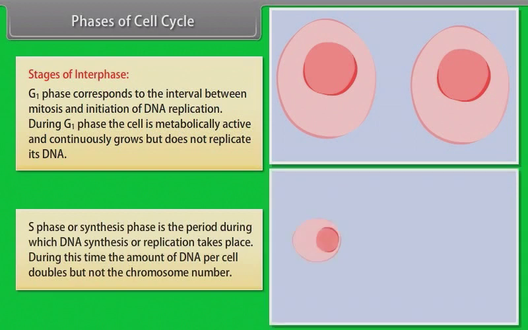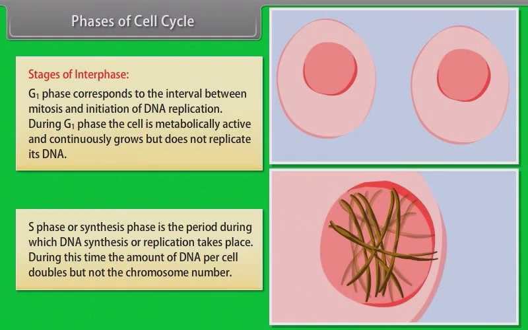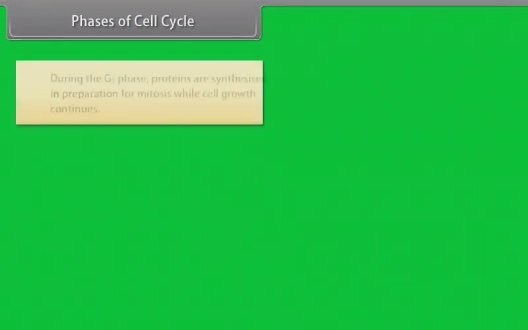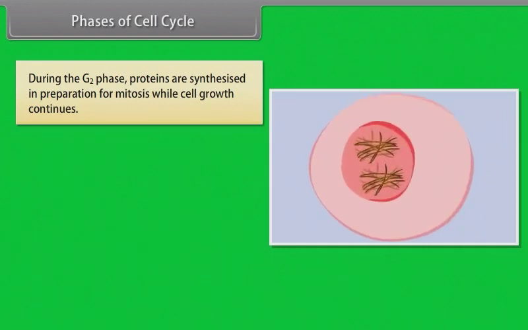S phase or synthesis phase marks the period during which DNA synthesis or replication takes place. During this time, the amount of DNA per cell doubles, but not the chromosome number. During the G2 phase, proteins are synthesized in preparation for mitosis while cell growth continues.